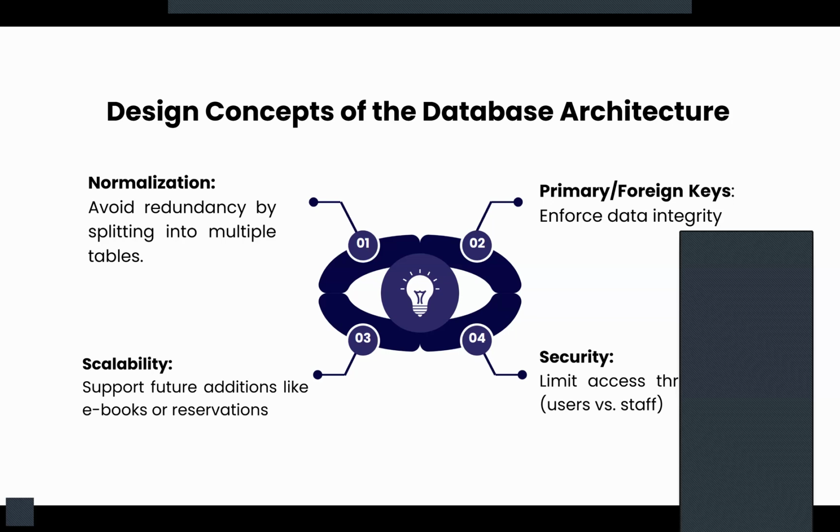And for scalability, we really wanted the database to be able to scale upwards as the library system would scale in real life. This way the database is going to support future additions such as different entities or columns such as ebooks, various book states or various book formats, and also security to limit access through roles, a user versus staff.